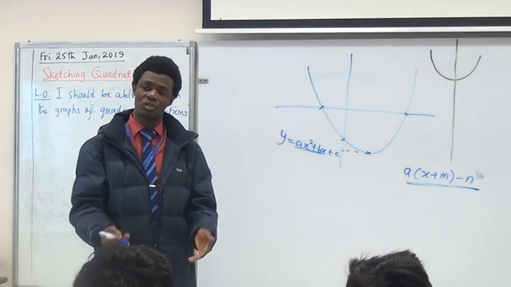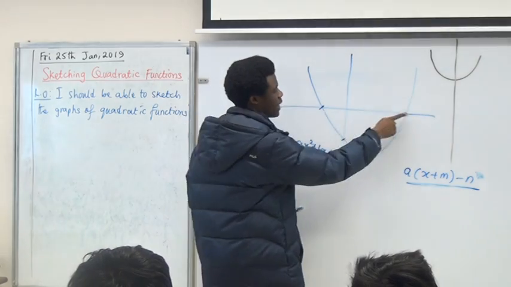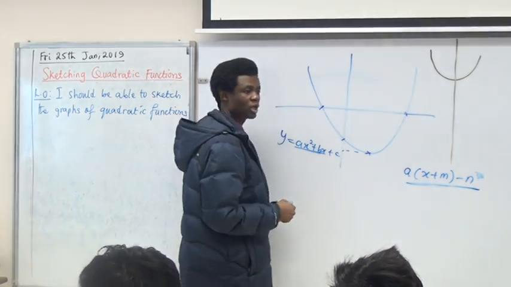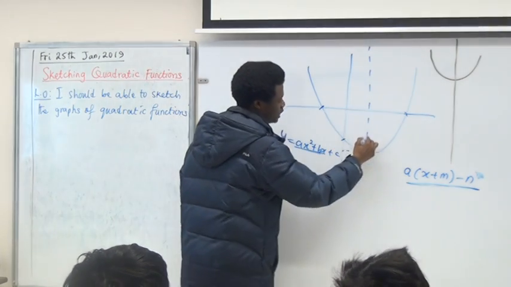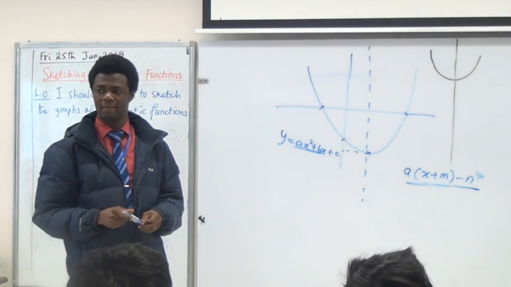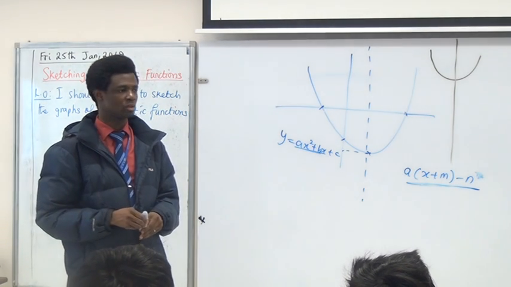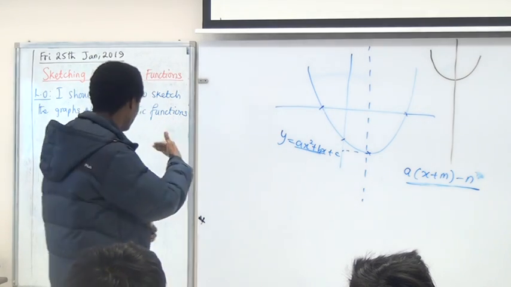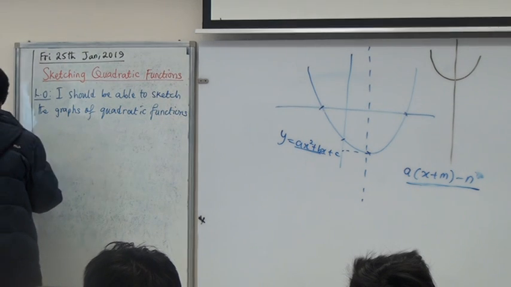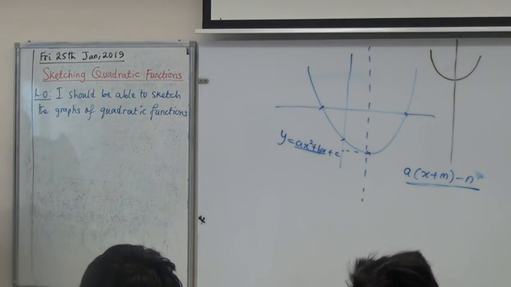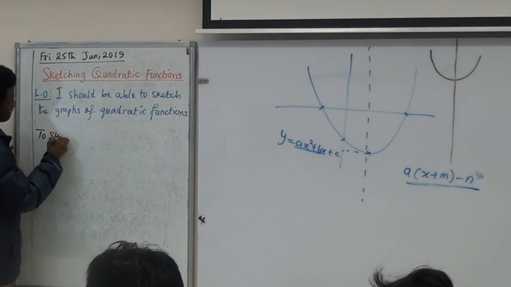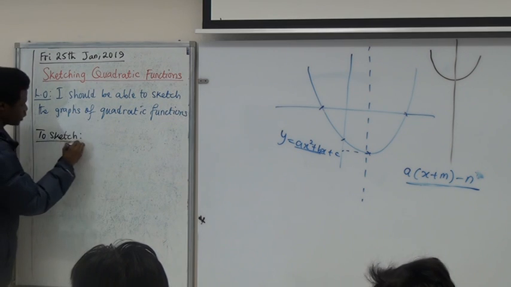So when I ask you to sketch, I want to see the x-intercept, I want to see the y-intercept, I want to see the turning point, and I want you to do the equation of line of symmetry. Does that make sense? Okay, I'll show you what to do now. So I'll just write a few things. So let's take note of that. So you can always follow this.